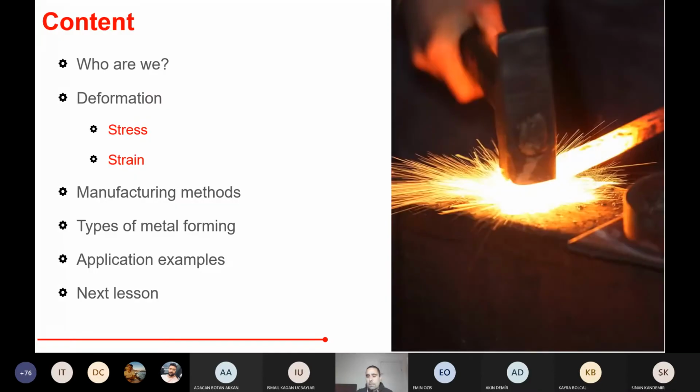If you look at the content of this lesson, I will briefly talk a little bit about us, who we are, and then I will move to what deformation is. Maybe you have seen stresses and strains in previous lectures, so it might be a reminder for everybody. Then I will move to manufacturing methods and types of metal forming, and show some application examples. At the end, since I will be with you for 2 weeks, this week and next week, I will show a teaser about what we are going to talk about in the next lesson.